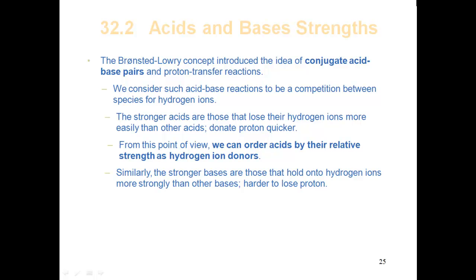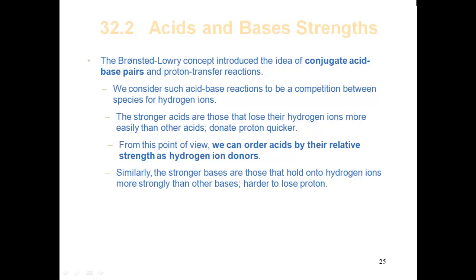The stronger acids are those that lose their hydrogen ions more easily than other acids. Basically, they donate their proton quicker. So stronger acids tend to lose their hydrogen ions easier. Okay? We're putting more acidity in solution, therefore we're looking at a stronger acid. From this point of view, we can order acids by their relative strengths as hydrogen ion donors. The more that they want to donate the proton, the stronger the acid. The easier it is to ionize that hydrogen ion and make more acidity in the solution.